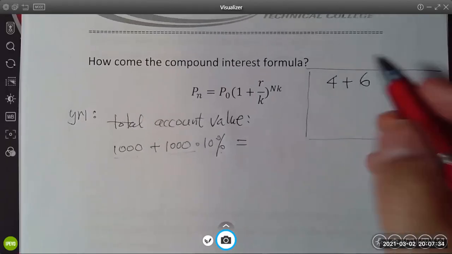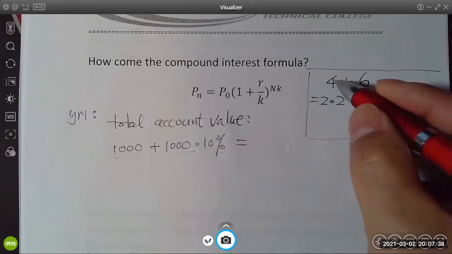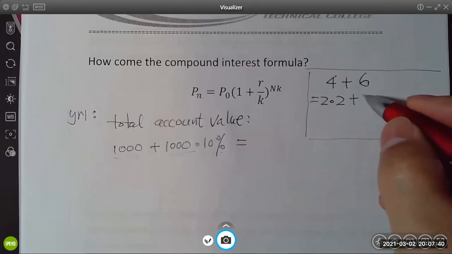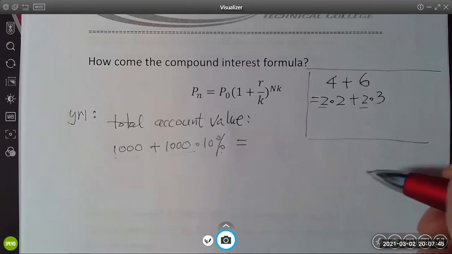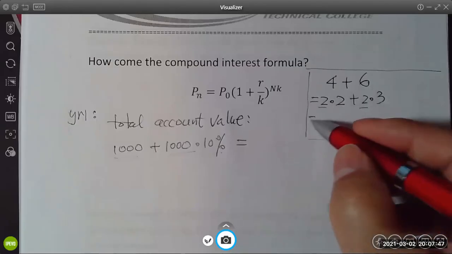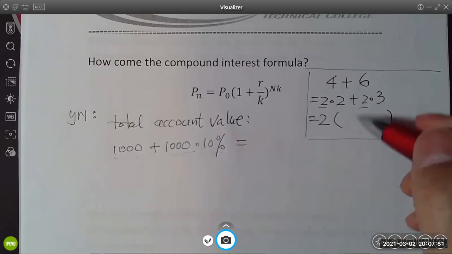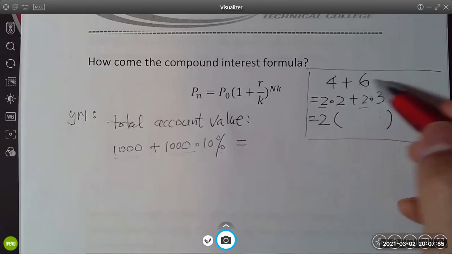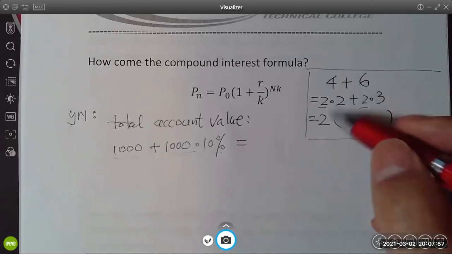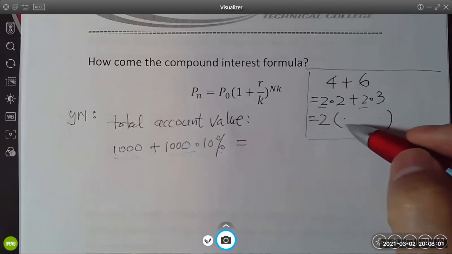So I have 4 plus 6. 4 can be written as 2 times 2. So each one is a factor of 4 plus 2 times 3, right? You can see both have 2 as a factor, a common factor. Factor 2 out, put the result inside the parentheses. How do you do that? Basically, you use each term in the original expression, no matter how long, divide by this common factor and put the result inside the parentheses.